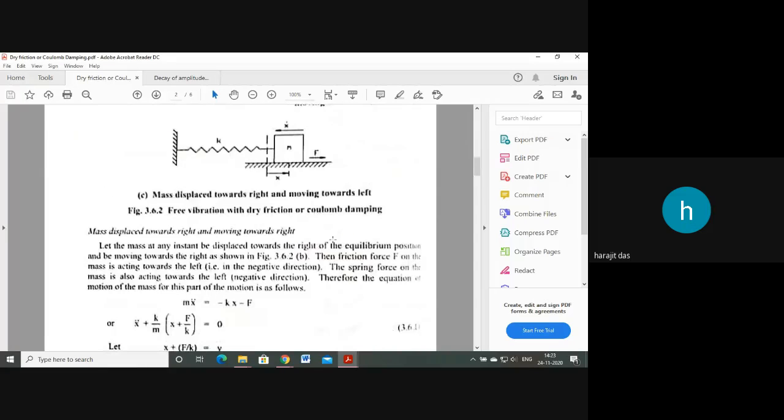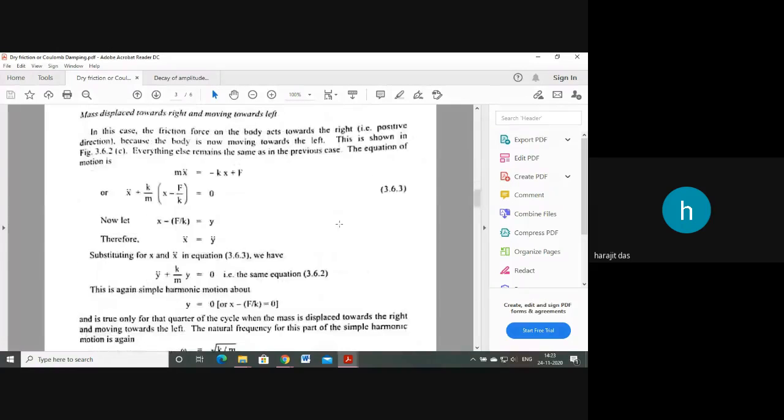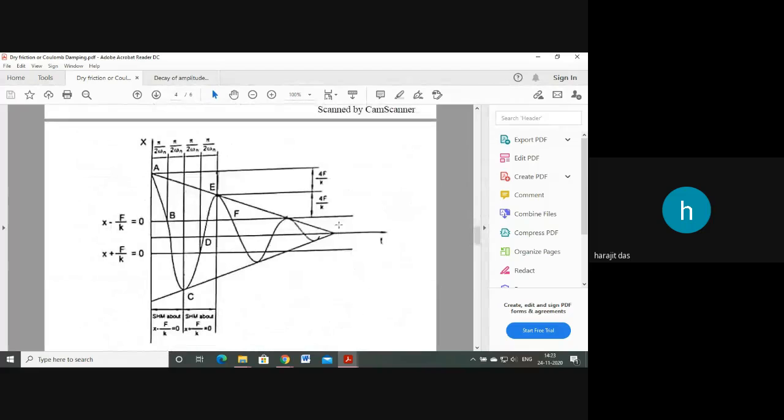Understood? So all the quarter cycles can be represented by this drawing. This is our initial equilibrium line, the dotted line which I showed in the figure. So the body starts vibrating from this point, and this will be the locus. You will see that there will be a decrement of amplitude. Earlier the amplitude was this much from here to here. Now the amplitude in the next cycle is this much. So some amplitude is getting reduced.